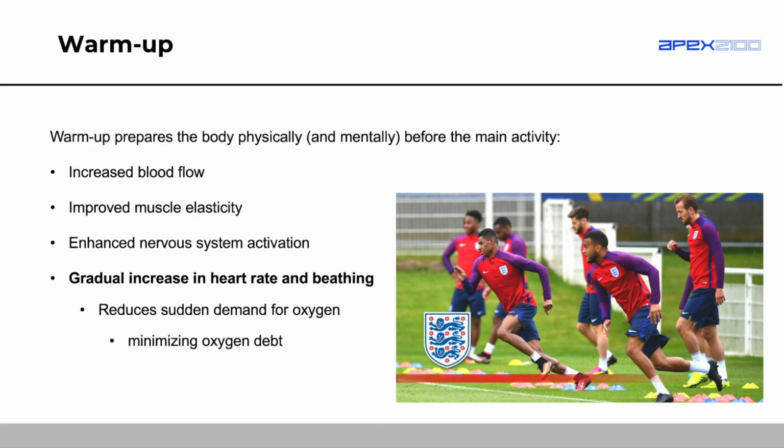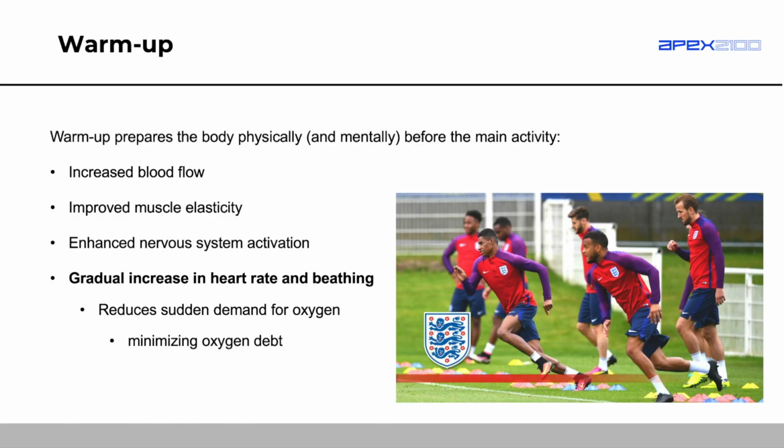Some ways that we can improve or even reduce the EPOC effect is firstly by a proper warm-up. So warm-up is that set of exercises that we do before the main workout. The primary purpose of a warm-up is to prepare the body physically as well as mentally for exercise or before the main activity. So a good warm-up typically includes low intensity cardio exercises like jogging or cycling, some dynamic stretches and some sport-specific movements. For example, if you are playing soccer, you'd want to do some agility in your warm-up.